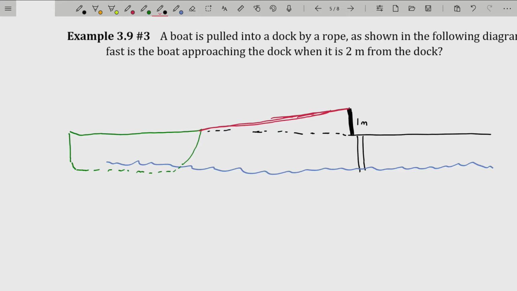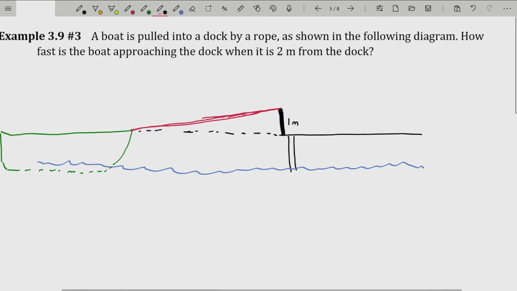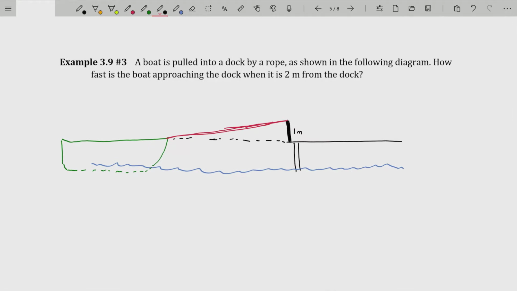And we're going to be pulling this rope in. Let's just pretend that we're pulling the rope at a rate of 1 meter per second. You can actually use any number you want. It doesn't really matter. But let's just say that you're pulling the rope by 1 meter per second.